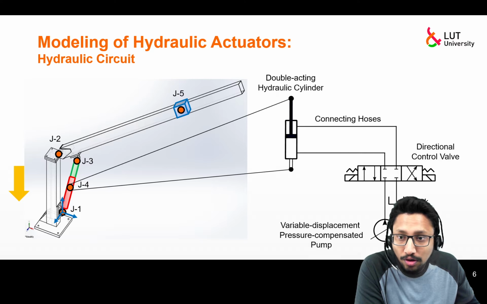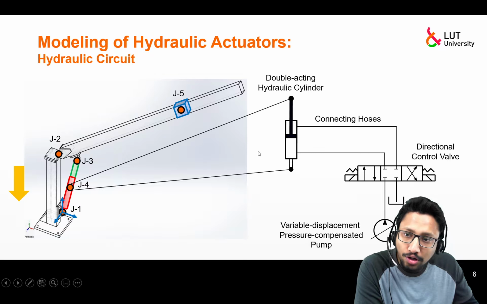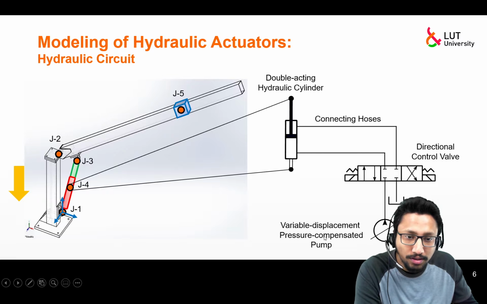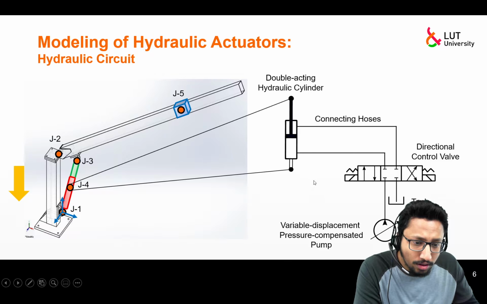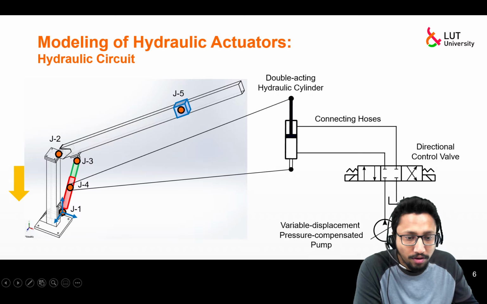Now let's focus on the hydraulic circuit. Across joint 4, we need to have a hydraulic actuation, and the hydraulic actuation will be provided by this hydraulic circuit, which has a number of components. What are the components that we have here? We have a variable displacement pressure compensated pump, so basically a variable displacement pump. Then we have a tank, a directional control valve, and a double acting hydraulic cylinder.